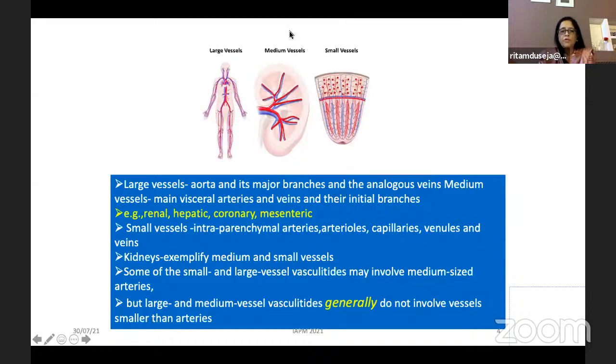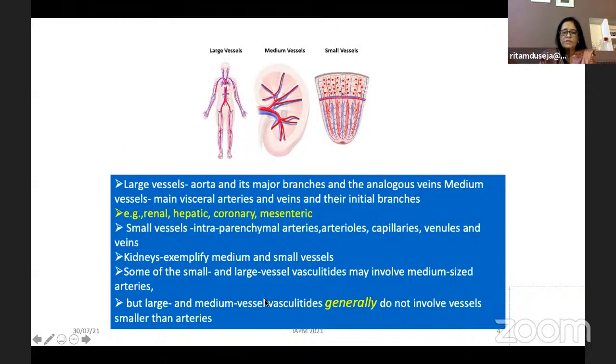So how do we decide which is small or medium or large artery? Intraparenchymal arteries, for example, this is a section of a kidney. So intraparenchymal arteries are labeled as small vessels, which includes arteries, arterioles, capillaries, venules, and veins. Medium ones are visceral arteries, like kidneys, coronary arteries, mesenteric arteries. Those all are taken as medium vessels, and the larger arteries are these central arteries. So these are larger arteries.